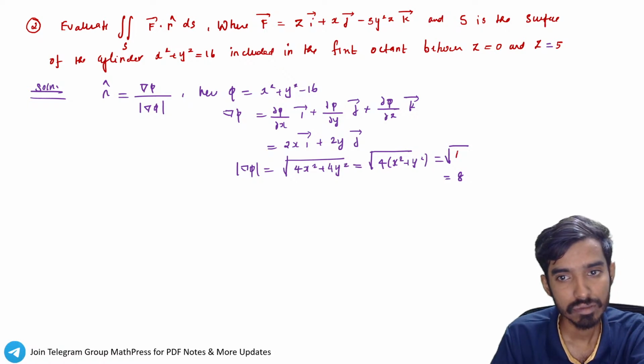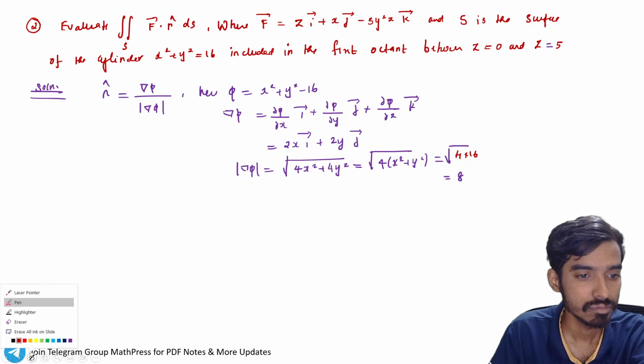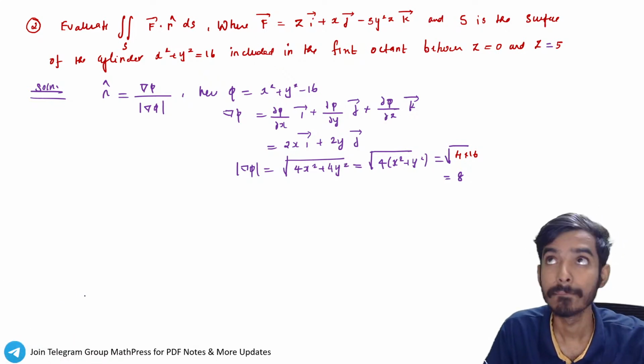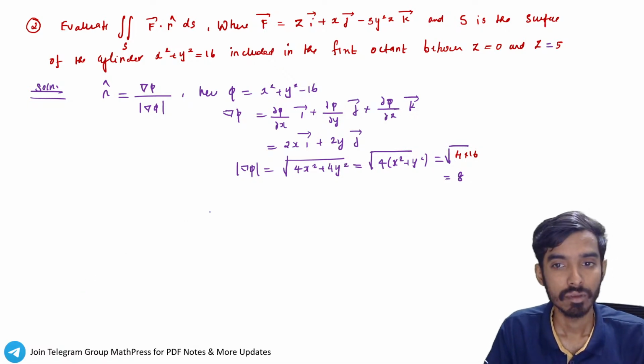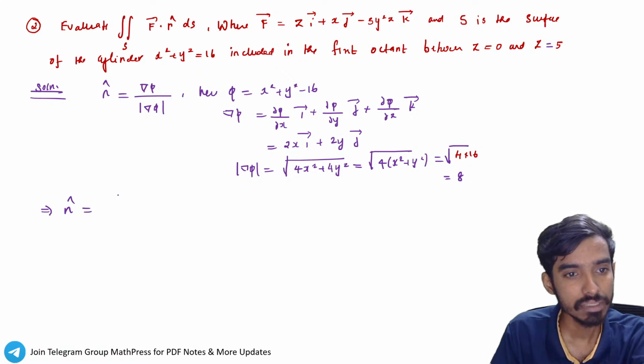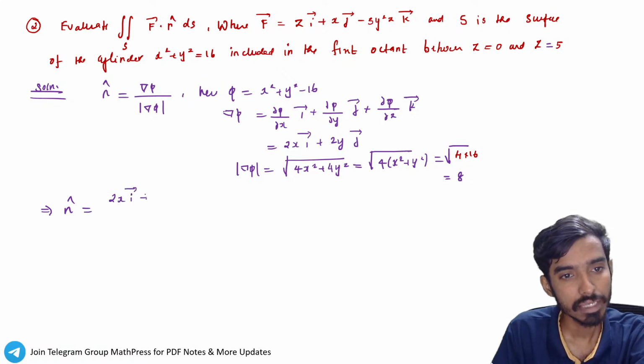It will be 4 into 16. Okay. So what will be n cap? So this implies our n cap is 2x i vector, 2y j vector divided by 8, or this is xi vector plus yj vector by 4, right?